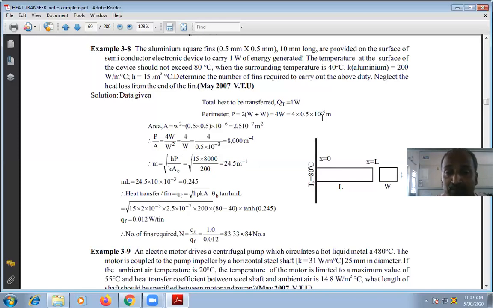So one thing, perimeter means the addition of all the sides. 0.5 plus 0.5 plus 0.5 plus 0.5 means 4 times 0.5, and multiply by 10 raised to minus 3 to convert millimeter to meter. Now area. What is area?